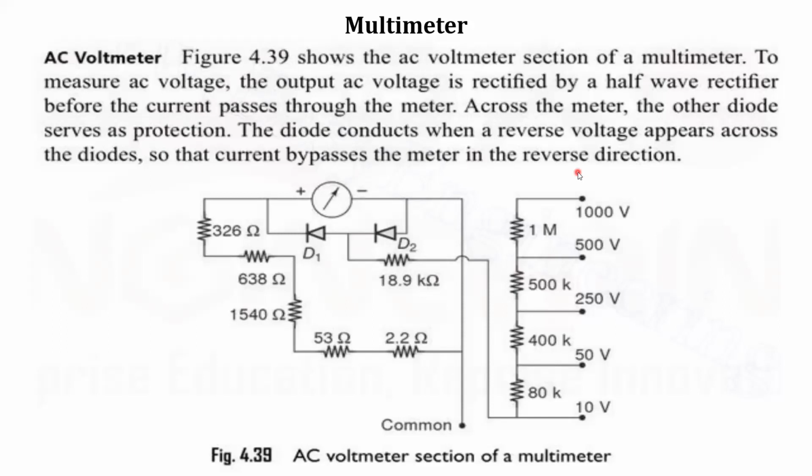This current is going to be bypassed in the reverse direction. The diode conducts when the reverse voltage appears across it, so the current bypasses the meter in the reverse direction. In this way, you are supposed to explain each and every component in the circuit.